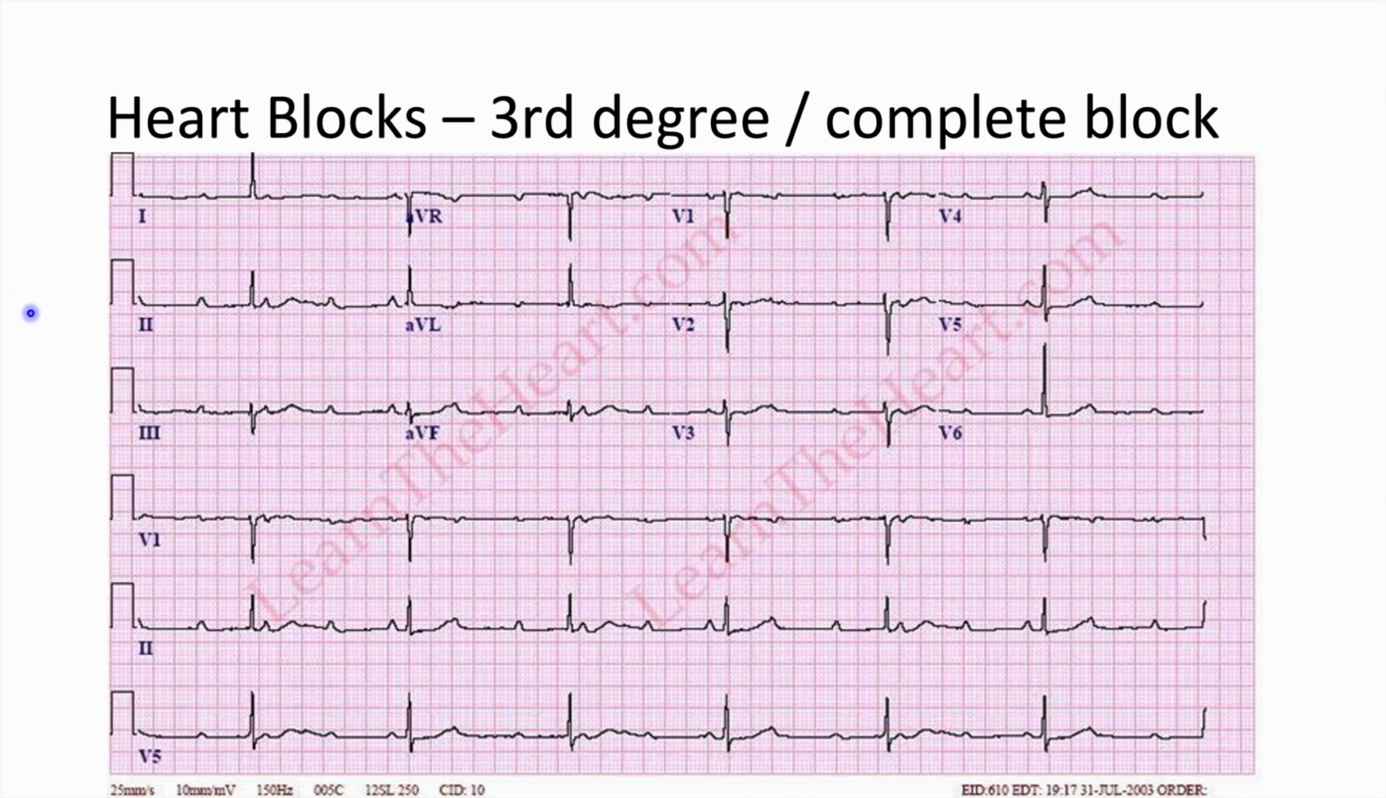If you have a complete heart block, then the atrium and ventricles are not connecting at all. They're not talking at all. They're both independently firing without each other. And so how do you identify that?